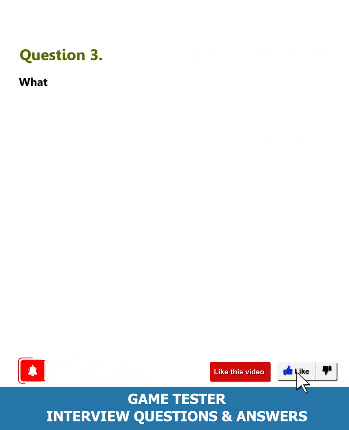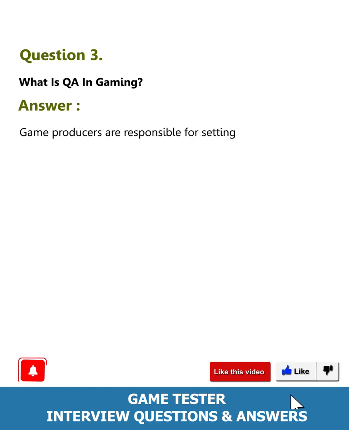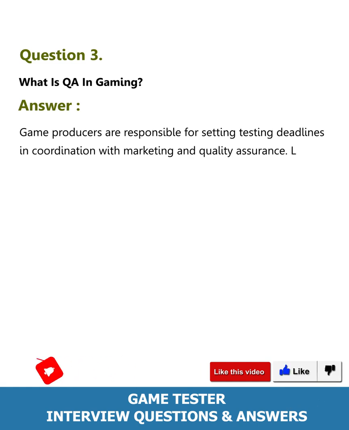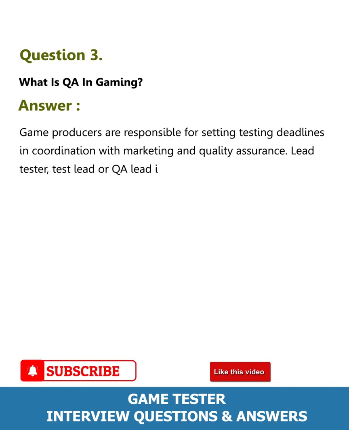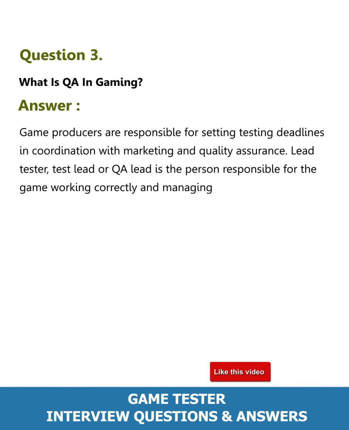Question 3. What is QA in gaming? Answer. Game producers are responsible for setting testing deadlines in coordination with marketing and quality assurance. Lead tester: the test lead or QA lead is the person responsible for the game working correctly and managing bug lists. A lead tester manages the QA staff.